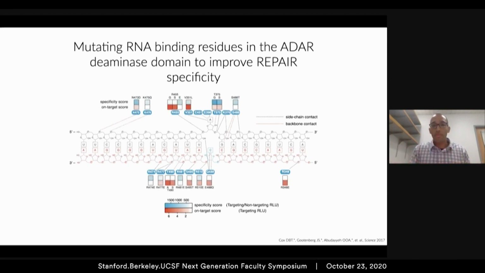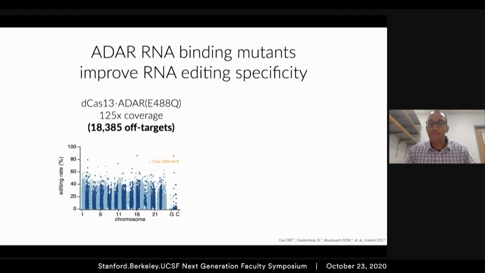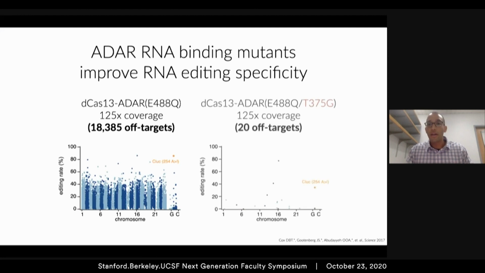And when we went through all these different mutations and basically picked out the ones we thought would be the best for RNA sequencing, we ultimately found the T375G mutation, which you can see in the center right part of your screen. And this is what it looks like when you actually incorporate that mutation. So on the left, we have our original construct, 18,000 off targets. And on the right, we have what happens when you introduce the T375G mutation.